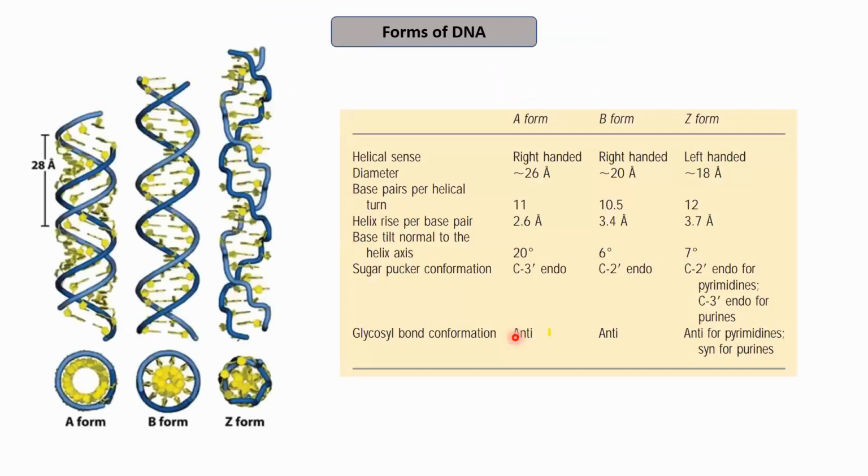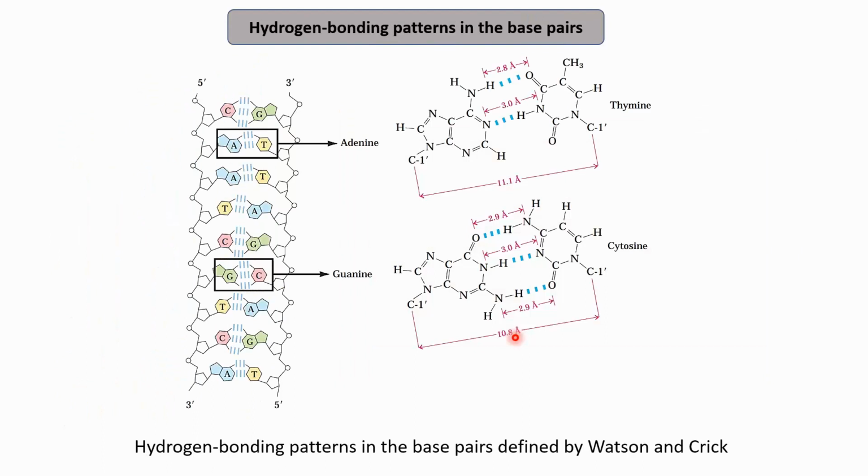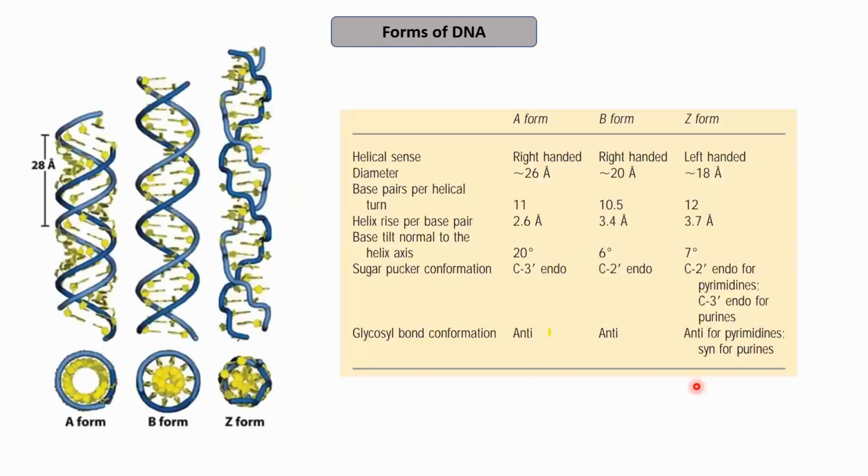Now there are different forms of DNA which are present. Whatever we studied, we mostly study with regard to the B form of the DNA, which is the most common form of the DNA. But there are different other forms of the DNA that are also present besides the B form, and they differ in many properties.